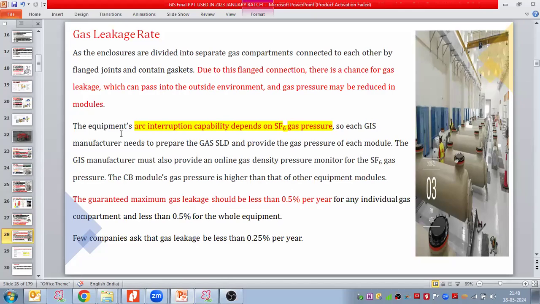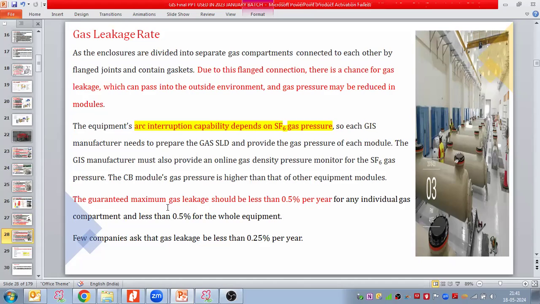The equipment's arc interruption capability depends on the gas pressure. So if the gas pressure reduces, the equipment's arc interruption capability will also reduce. So each GIS manufacturer needs to provide the gas SLD and the gas pressure of each module. The GIS manufacturer must also provide an online gas density pressure monitor with the SF6 gas pressure for each module. The breaker module gas pressure is higher than that of other equipment modules because the breaker is doing online arc interruption of the current. So we take the breaker gas pressure a little bit higher compared to other equipment modules.